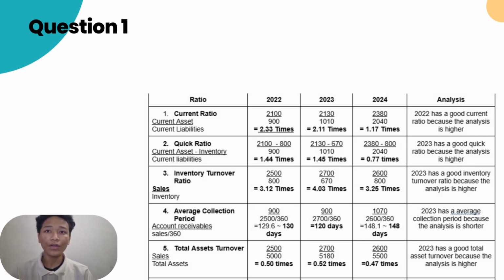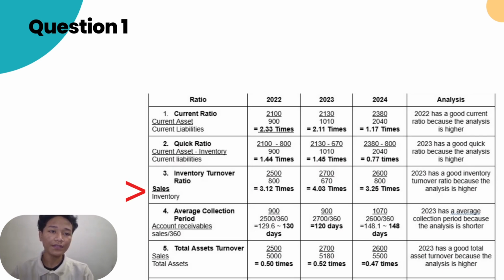We calculated for the 3 years and found that 2022 has a good current ratio because the result is higher. For number 2, the quick ratio, the formula is current assets minus inventory divided by current liabilities. Out of the 3 years, we found that 2023 has the higher quick ratio because the result is higher.